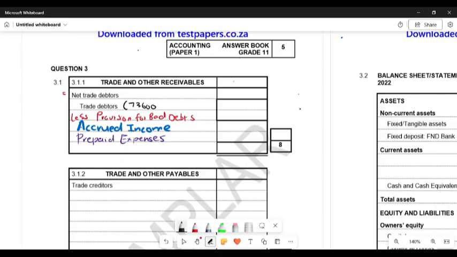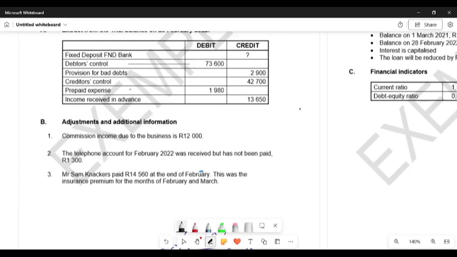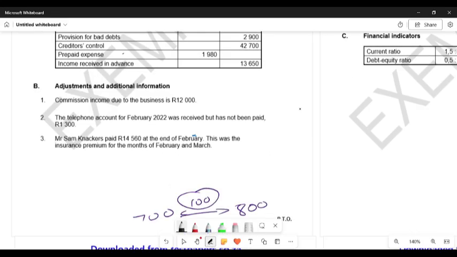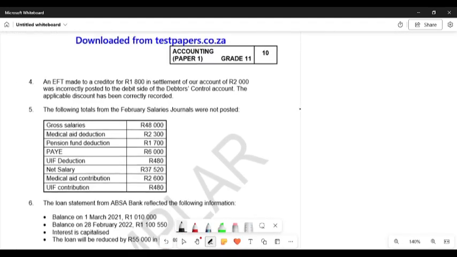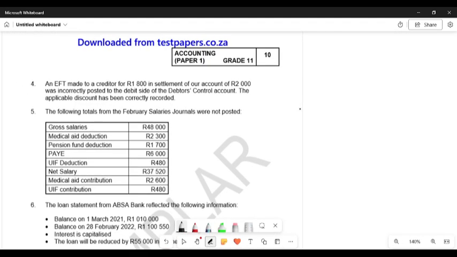Now let me see if I have any adjustments that have to do with debtors, those people who owe me money, all right? Now the first one is commission, telephone, insurance. So let me go here. Transaction number 4. So transaction number 4 says an EFT made to a creditor for 1.8. So EFT made to a creditor, right, in settlement of our account of 2000 was incorrectly posted in the debit side of the debtors control. Now, the applicable discount has been correctly recorded.